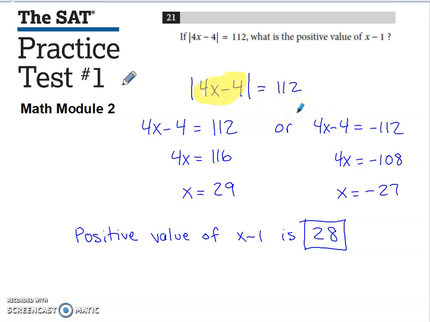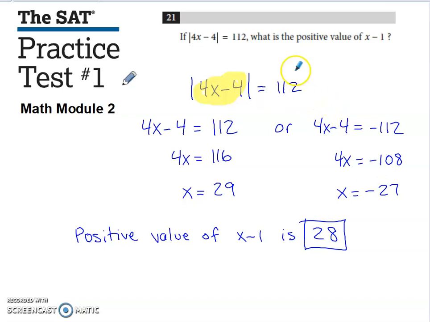So I solve both of these equations. So I'm going to add 4, divide by 4. I get x equals 29 as one of my solutions. I do the same two steps, add 4, divide by 4. I get x equals negative 27 as my other solution.